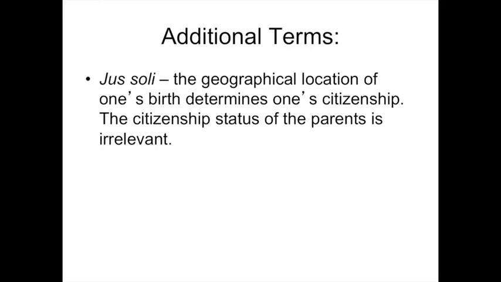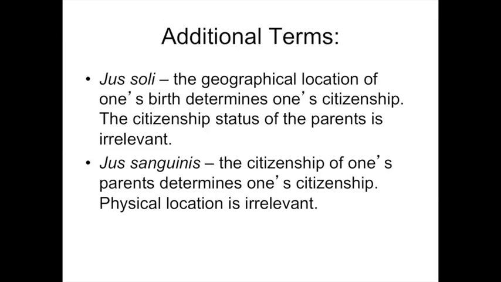There's some additional terminology for you. I'm going to introduce two Latin terms, the first of which is jus soli. Jus soli is a Latin term meaning right of the soil. It's a right by which nationality or citizenship can be recognized to any individual born in the territory of the related state, or as stated here on the slide, the geographical location of one's birth determines one's citizenship. The citizenship status of the parents is irrelevant.